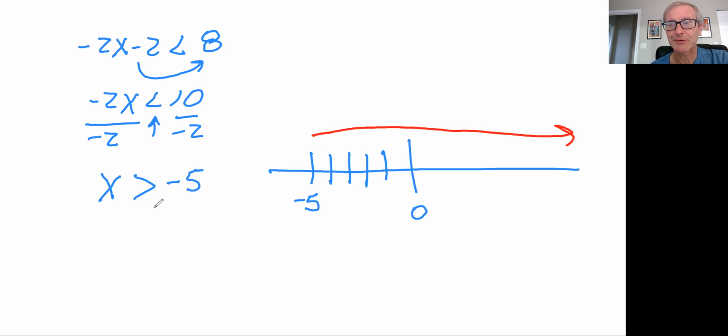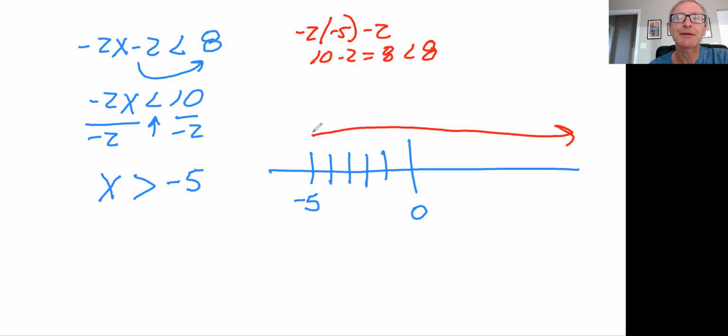Since there's no equal sign under here, does this endpoint get included? Because if you plug in minus 5, what would you get? You would get minus 2 times minus 5 minus 2, and so that would be 10 minus 2 equals 8. Is 8 less than 8? No, it's less than or equal to 8. So in that aspect, you put an open circle. How do we do that in interval notation? Since the endpoint is not included, it would be minus 5 all the way to positive infinity, because you're heading to the right here.